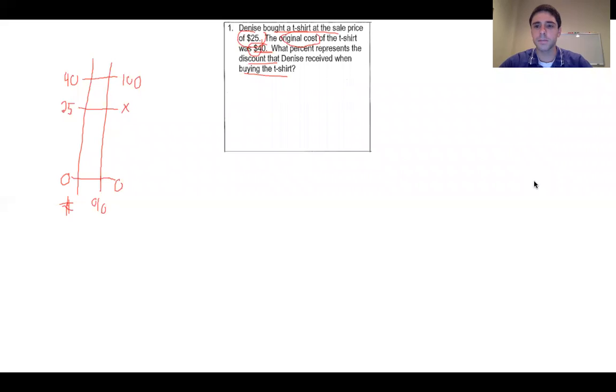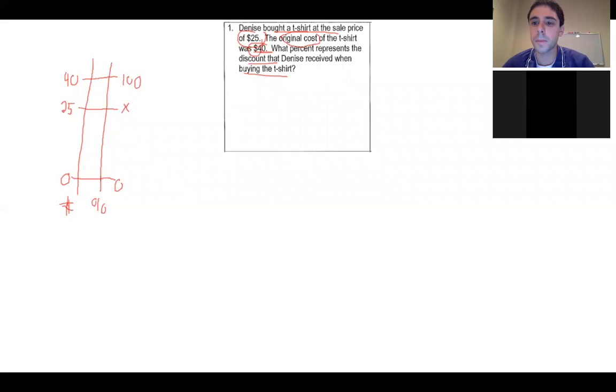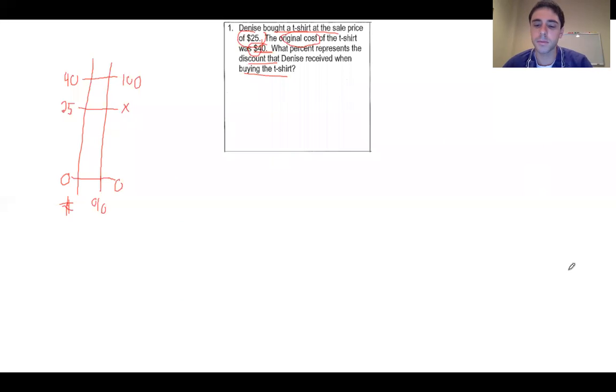How do I solve for X? How am I going to solve for X for this problem? What do you think we need to do? Who remembers this? Who helped me through this problem? We got one person getting it. We're going to use our percent equation.